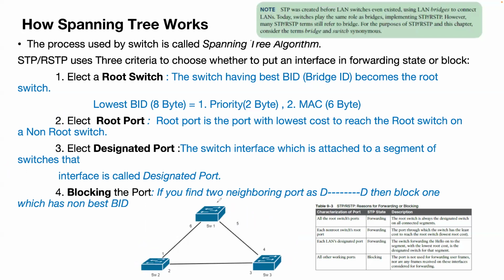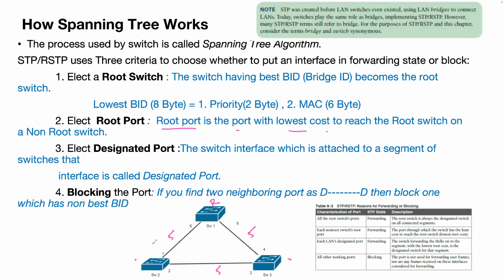So we decided that he is the root switch. To find out the root port, it is the port with the lowest cost to reach the root switch. See, from here and here, these are all non-root switches. Imagine this link cost is 5, this link cost is 5, this link cost is 5. By default, all the non-root switches should maintain a shortest path connection to the root switch.